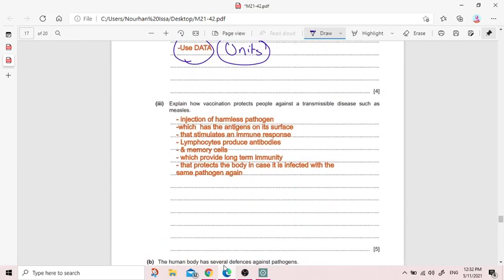Triple I, we solved it before. How vaccination protects the people against the disease. Number 1, inject a harmless pathogen which has the antigen on its surface. This activates immune response, active immunity, where the lymphocytes produce antibodies and, most importantly, memory cells. The memory cells remain in the blood to provide long-term immunity, where it protects the body if the body is infected with the same pathogen again.